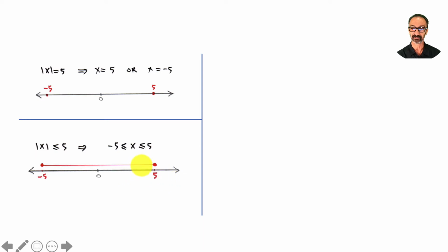Notice if I pick 4, absolute value of 4 is less than or equal to 5, because absolute value of 4 is 4, and 4 is less than or equal to 5. If I pick negative 2, absolute value of negative 2 is 2. 2 is less than or equal to 5. So all these points fit this right here, and this is another way to write it down. So whenever you have less than or equal, you could make it a compound inequality of this type.